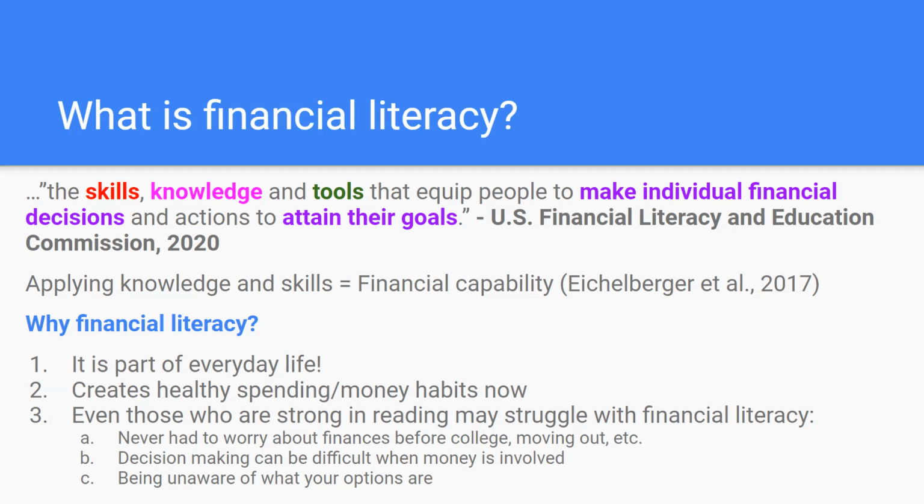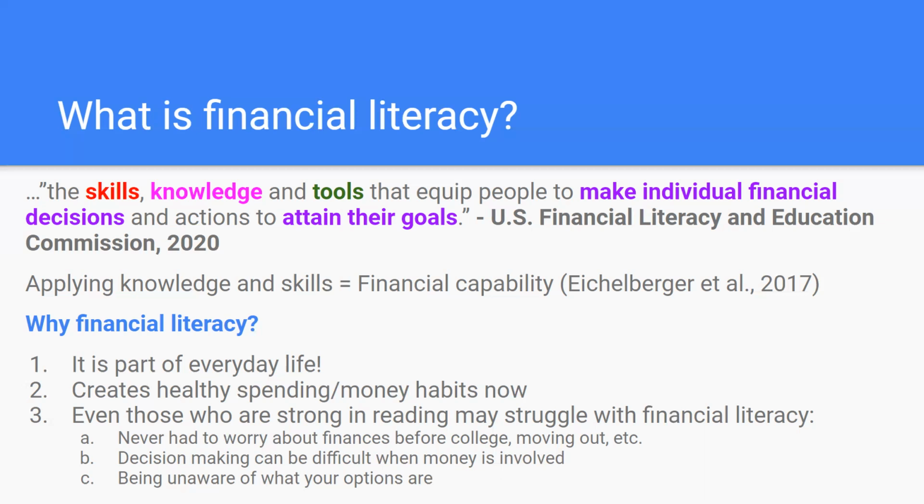And even those who are strong in reading and writing may actually struggle with financial literacy. There are many reasons for this. One being maybe they never had to worry about finances before going to college or moving out. Any of these reasons listed here may pertain to you, and if they do, that is okay. It's nothing to be ashamed about, but it is a learning process.